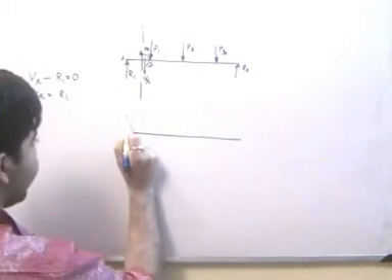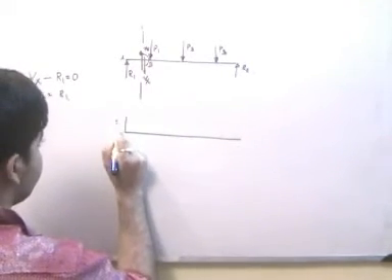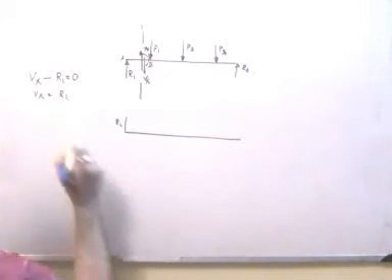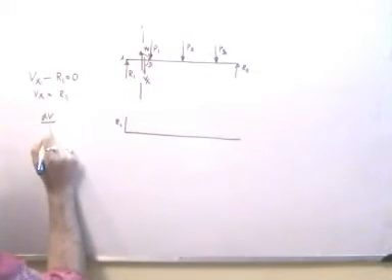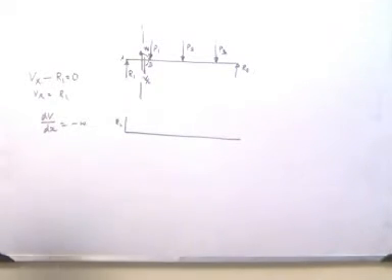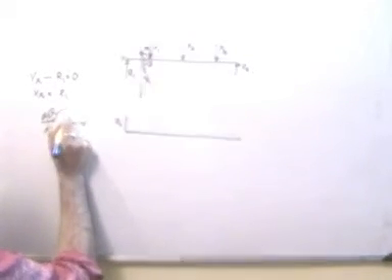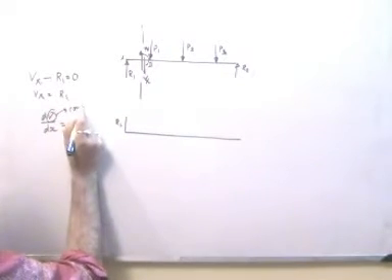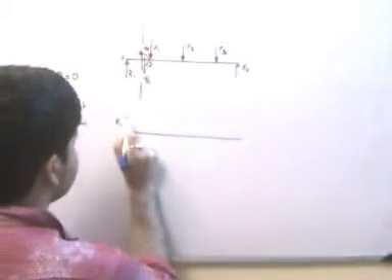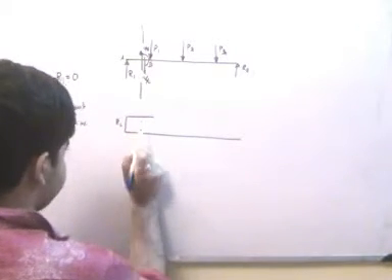Therefore, at A, the shear force will be positive and equal to R1. Between A and B there won't be any transverse concentrated loads, so we know that dV by dx is equal to minus W, and W is equal to 0 between A and B. So V will be of a constant nature. Between A and B, the shear force will be constant.